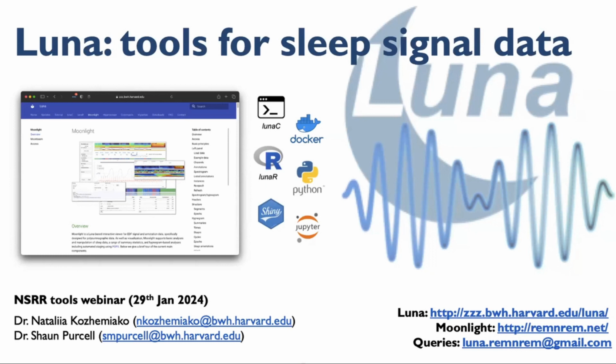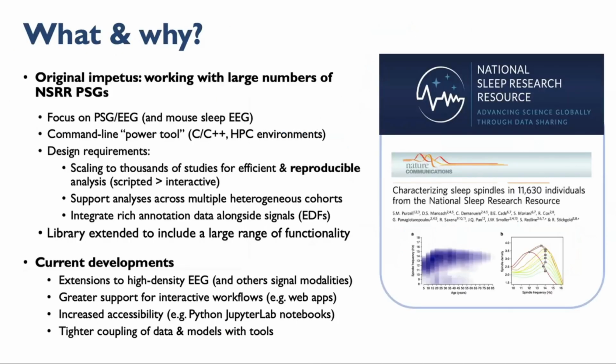So today I'll give a brief overview of our tool Luna, which was developed in a close collaboration with the NSRR. The original motivation for Luna was to meet the need to process large numbers of NSRR recordings, with a focus on PSG-derived EEG signals, driven by Shaun's first foray into the sleep world with his 2017 paper on sleep spindles. At the time, although there were some powerful general-purpose tools such as EEGLAB, these weren't necessarily designed to tackle specifics of sleep EEG, or to process thousands of individuals.